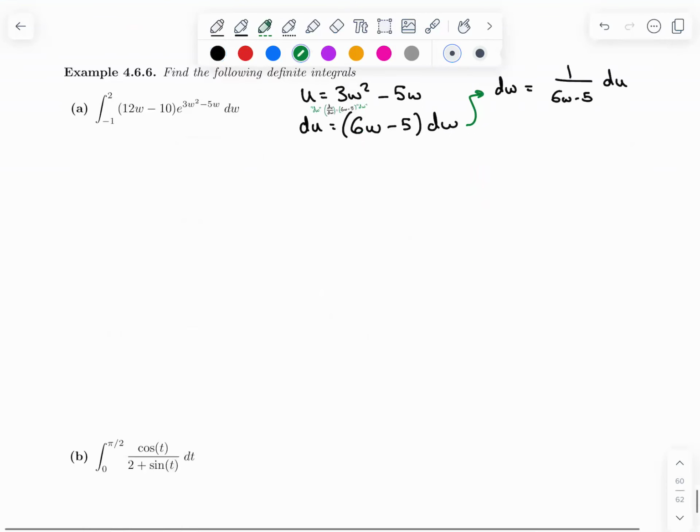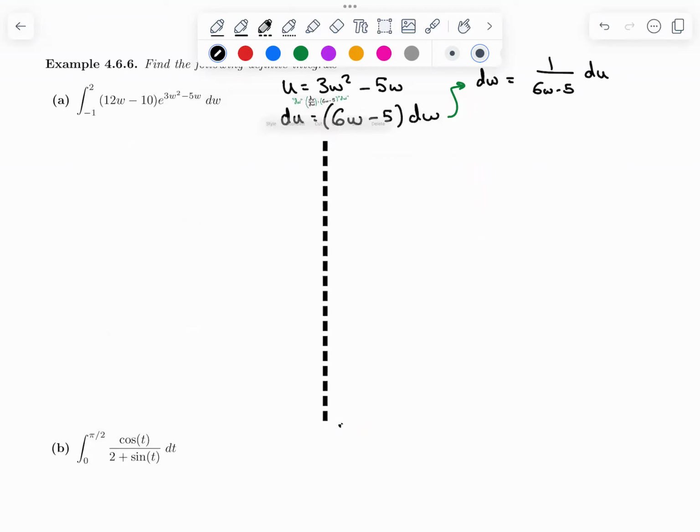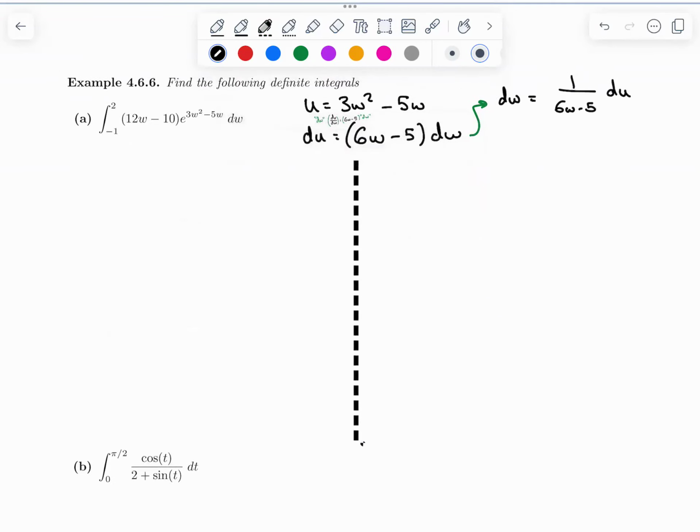So I'll split it right down the middle. Right down the middle. Right there should be fine. No, that's too. There we go. Okay.